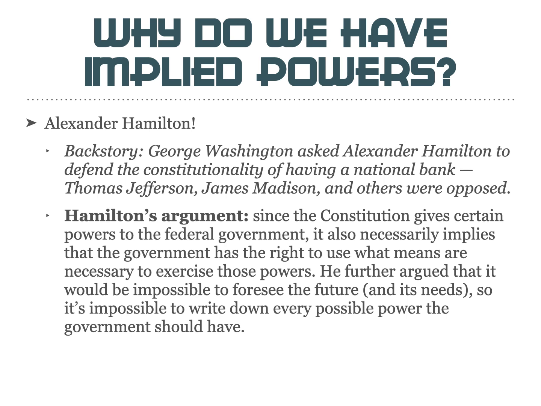So Hamilton's argument was, since the Constitution gives certain powers to the federal government, it also necessarily implies that the federal government has the right to use what means are necessary to exercise those powers. I mean, if you're going to do something, you have to have the implied ability to do that something, right? So, along with that, Hamilton further argued it would be impossible to foresee the future and the needs of the future, so it's impossible to write down every single possible power the government should have. You actually can't do an organized list because you don't know what's going to happen in the future.